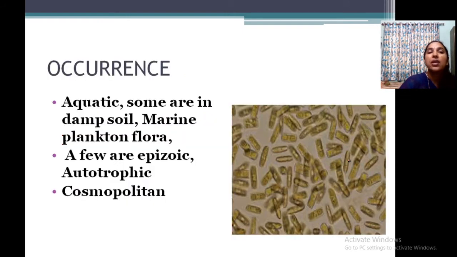Naviculoideae. Okay. Its occurrence, where can you see Pinnularia? It is usually aquatic. Some are present in wet and damp soils, but most of them are aquatic forms. Okay. Some are epizoic. You can see them on parts of other organisms, especially the zooplanktons. Then they are autotrophic. What do you mean? They can prepare their own food. They are cosmopolitan, universally distributed all over the world.